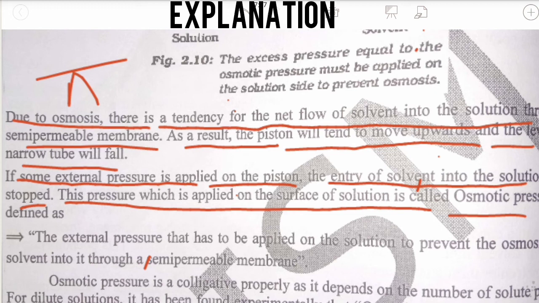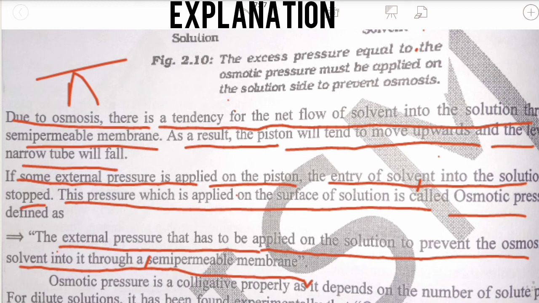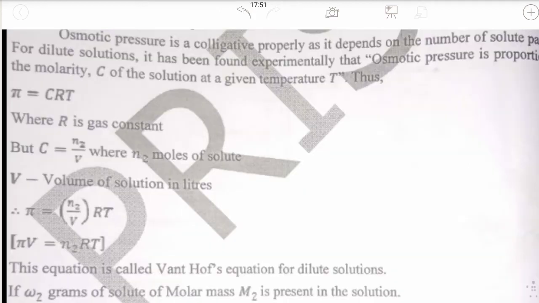The perfect definition of osmotic pressure is the external pressure that has to be applied on the solution to prevent the osmosis of the solvent into it through a semi-permeable membrane. This means it is the process which prevents the movement of solvent molecules into the solution through the semi-permeable membrane by applying external pressure. Osmotic pressure is a colligative property. What is a colligative property? It is a property which depends on the number of solute particles. Osmotic pressure depends on the number of solute particles.